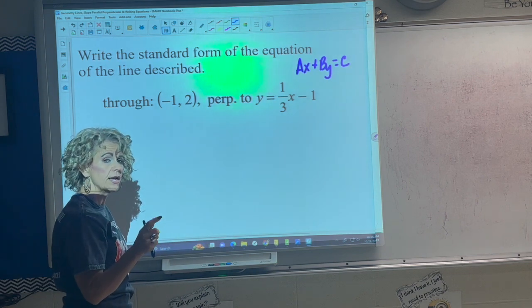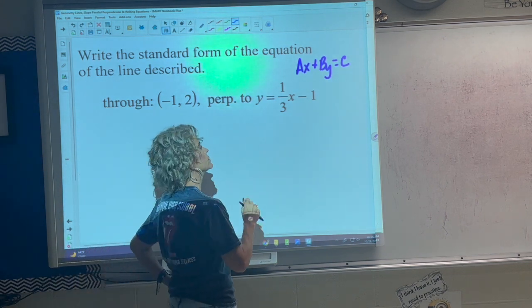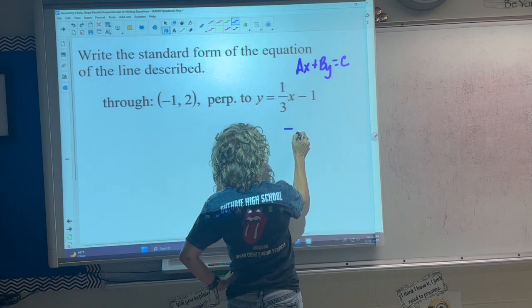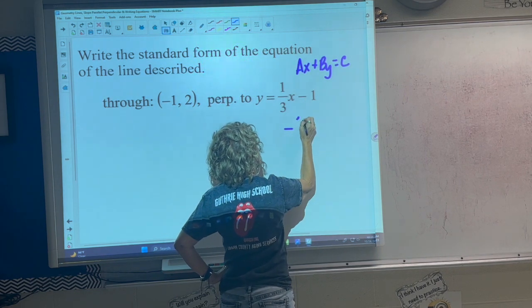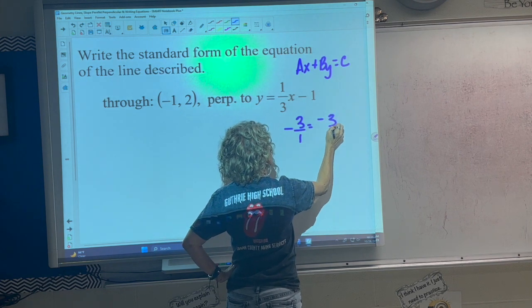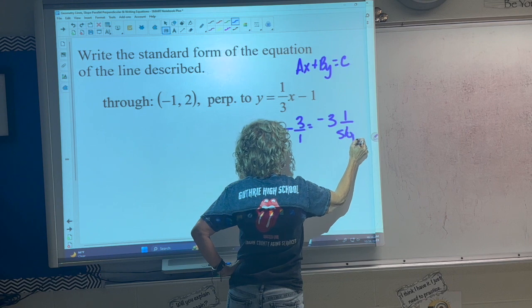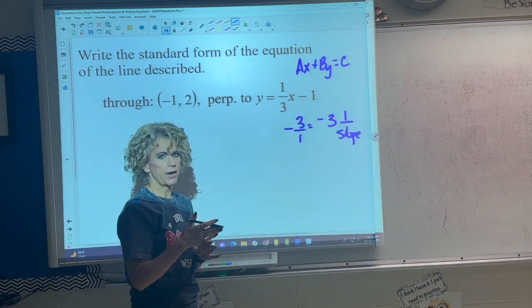Perpendicular lines do not have the same slope. They have opposite reciprocals. This right here is a positive 1/3, so I have a negative, okay? 1/3, flip it, reciprocal is 3/1, which is simplified to -3. So -3 is my perpendicular slope. And remember, perpendicular lines intersect to form right angles.